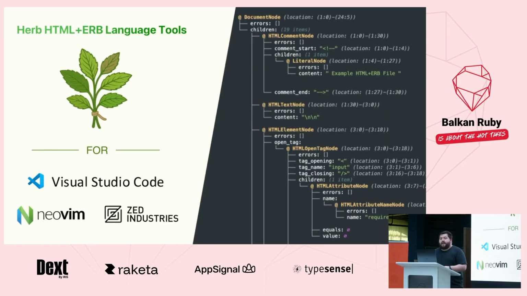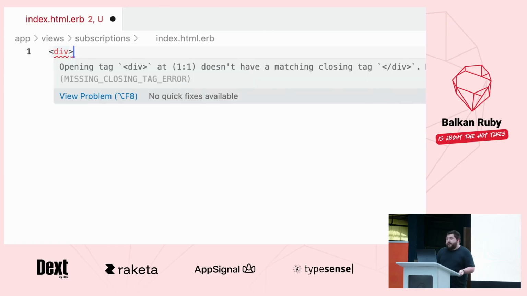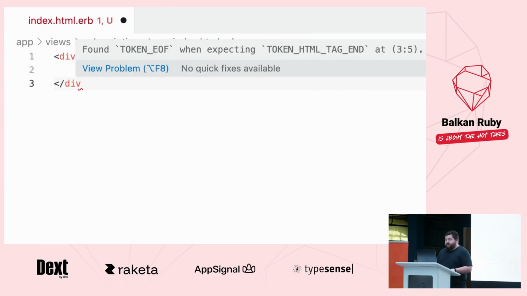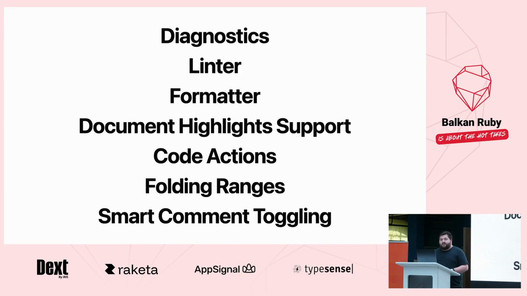So we have been building a language server that you can use in your editor, and it will give you this instant feedback about invalid HTML, missing closing tags, missing or wrong syntax, and also wrong Ruby syntax if you are missing some Ruby syntax in your ERB tags. And the language server has all these other features, including the diagnostics, the linter, the formatter, and a lot more stuff I can't talk about today, but it's pretty much a full-featured language server for HTML ERB.